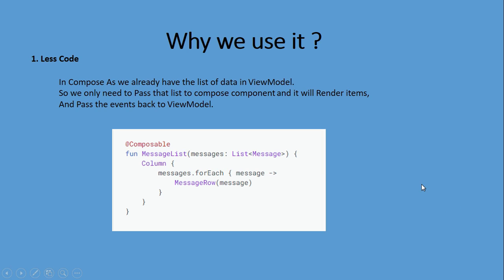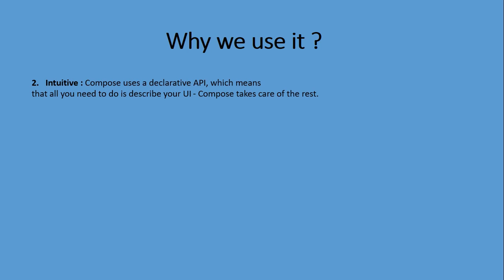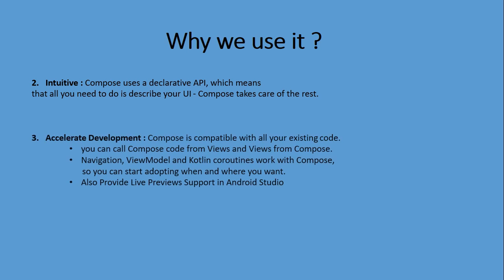So this is the first point, that it allows us to achieve things with less code. And the next is intuitive. Compose uses a declarative API, which means that all you need to do is describe your UI and Compose takes care of the rest.